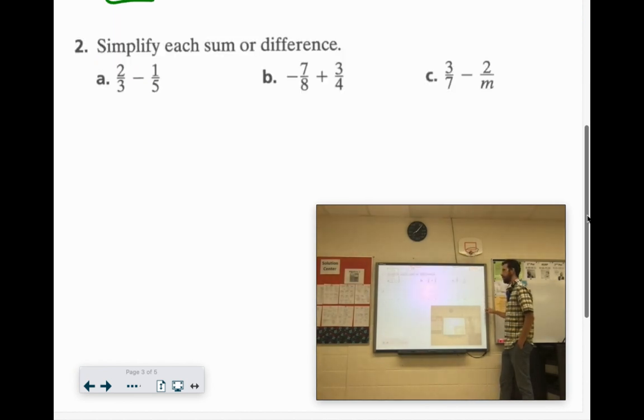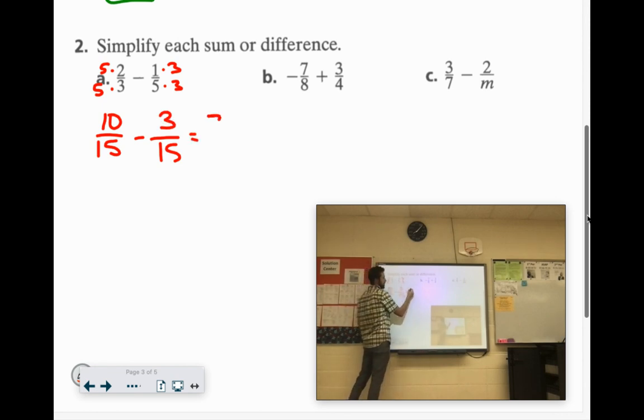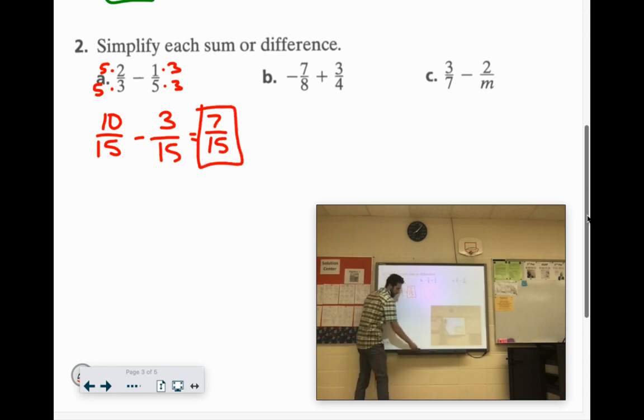So we got a few here to try. 3 and 5, both go into 15. So we'll have to multiply by 5, 5 times 2 is 10. Here we'll have to multiply by 3 and 3. 1 times 3 is 3. 10 fifteenths minus 3 fifteenths leaves you with 7 fifteenths. You can't simplify that anymore.